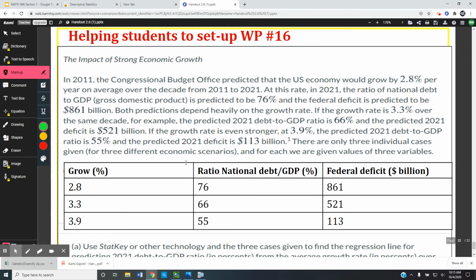So here goes a question. And I encourage you to pause it for a second and read it and then come back to it. There's a lot of words in this writing, and it talks about a lot of things, but it goes on to talk about 3 things. 1, it talks about the growth percentage in the country. 2, it talks about the national debt percentage, GDP, and it also talks about the federal deficit in billions.